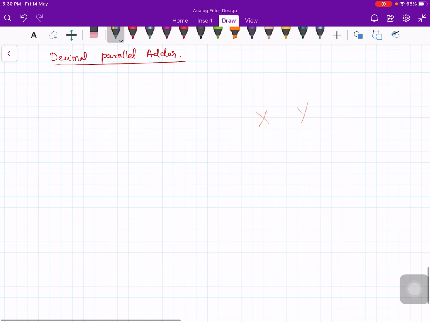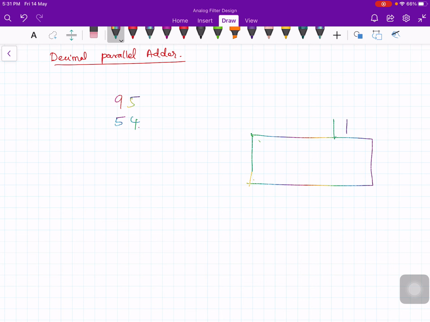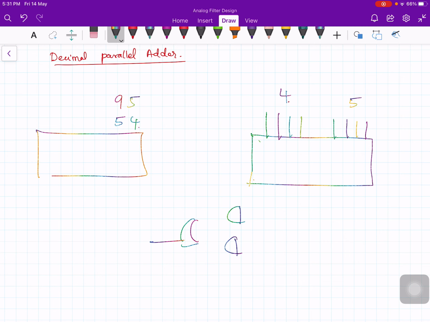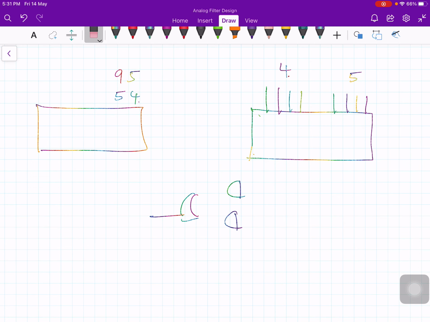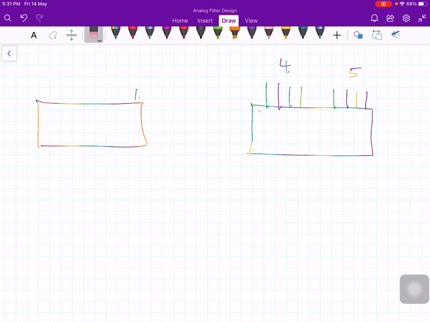So let me draw a simple circuit diagram so that you will get a clear understanding. Let's say I want to add 95 plus 54. What you do? You take one 4-bit binary adder. And this one is, let's say 5, and then here you add 4. Okay, and then you put this AND gate and then the OR gate output, all those things. Then again you put one more 4-bit adder.